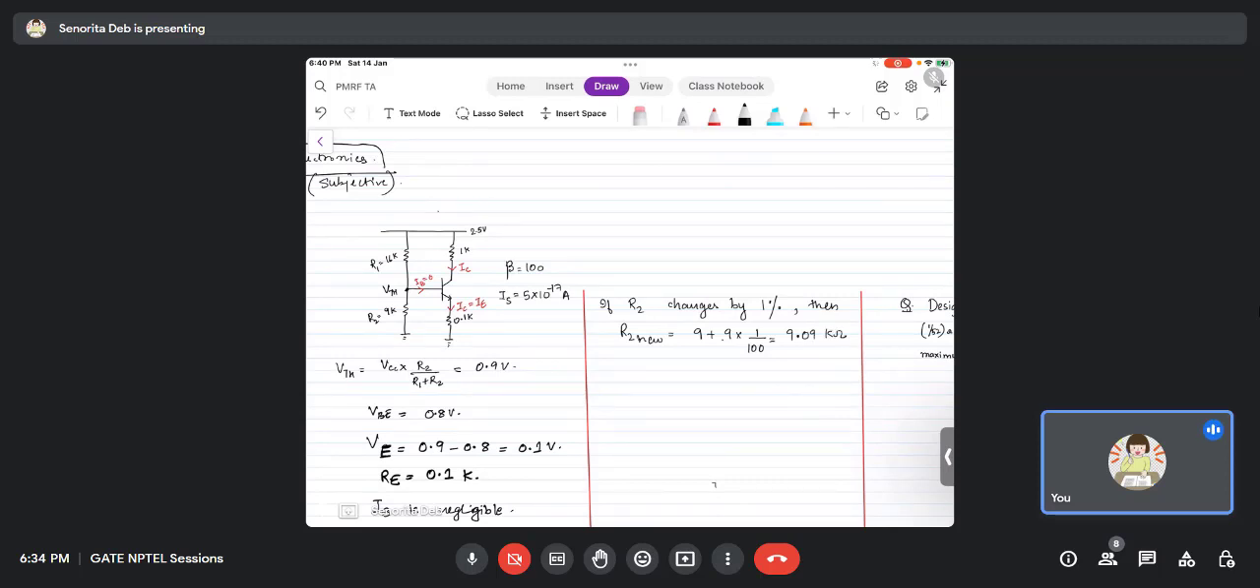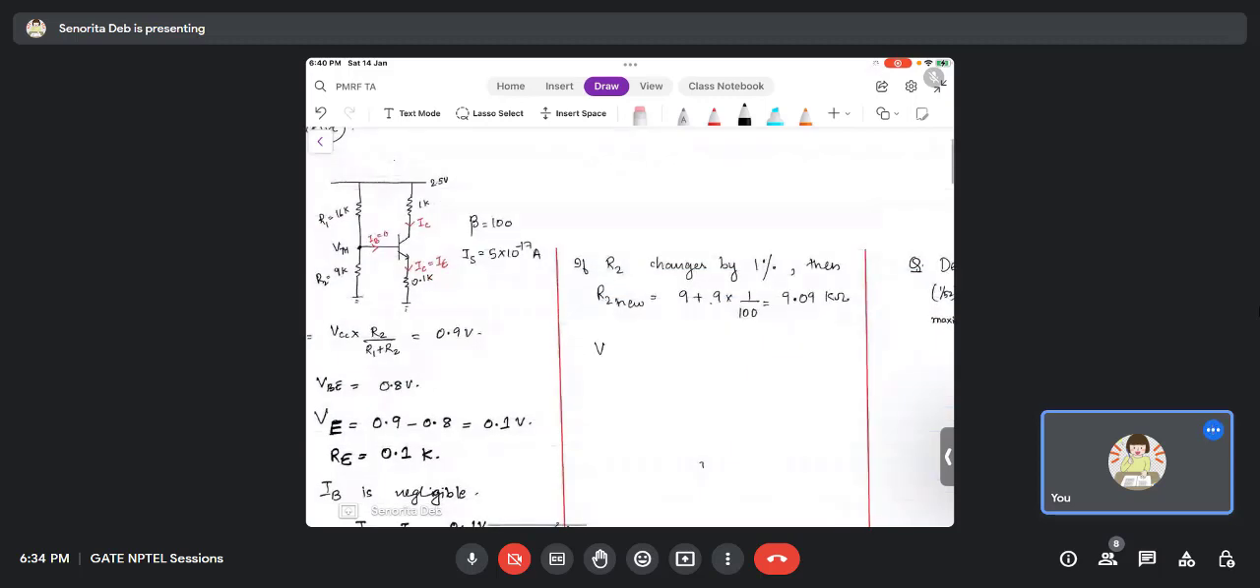So now you see what your new VTH is. New VTH is 9.09 into 2.5 upon 16 plus 9.09. Tell me what is the value you are getting.